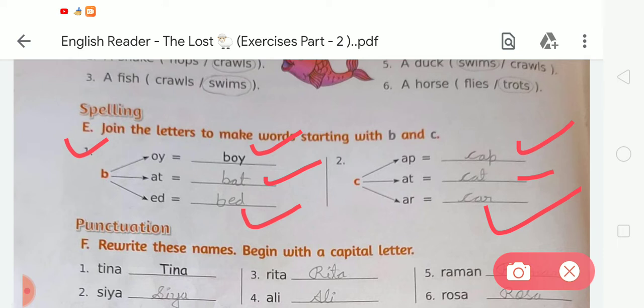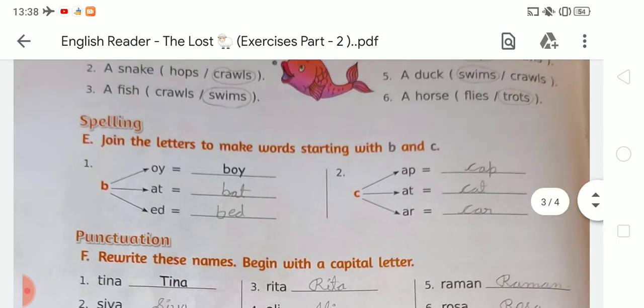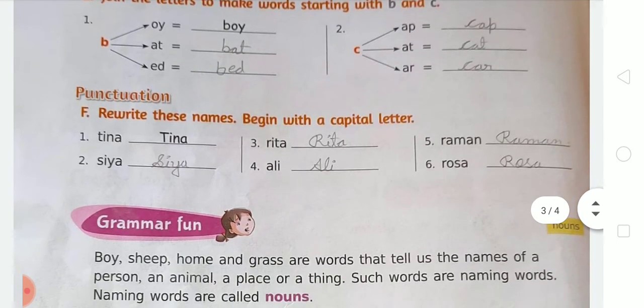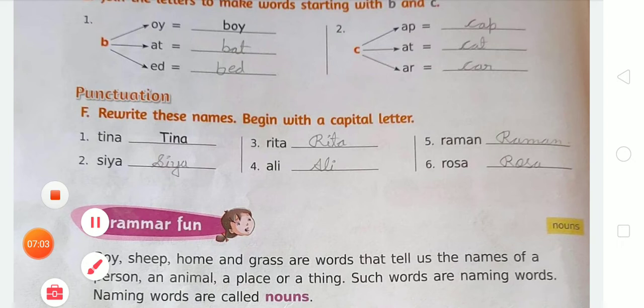So dear student, now we are moving to the next stage, punctuation. Dear student, next we are going to learn about punctuation. Do you know about punctuation? What is punctuation? So dear student, in punctuation we have to learn how to use capital letters, full stops, question marks. These all are punctuation marks. So we have to learn about this.